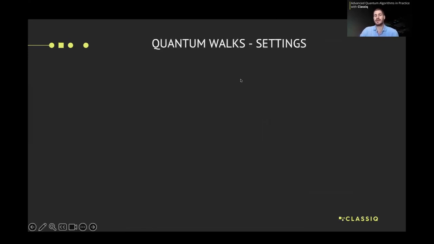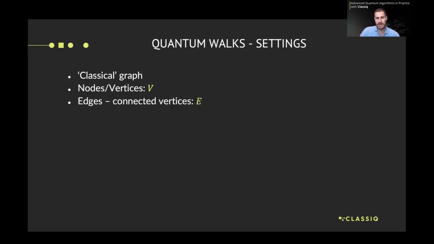So what is the setting that we have when we talk about quantum walks? We have a classical graph. What do I mean by a classical graph? We have nodes or vertices. We'll mark them as V. So the set of all nodes or vertices is denoted by V. And we have the edges, so the connected vertices, the lines that connect the vertices.